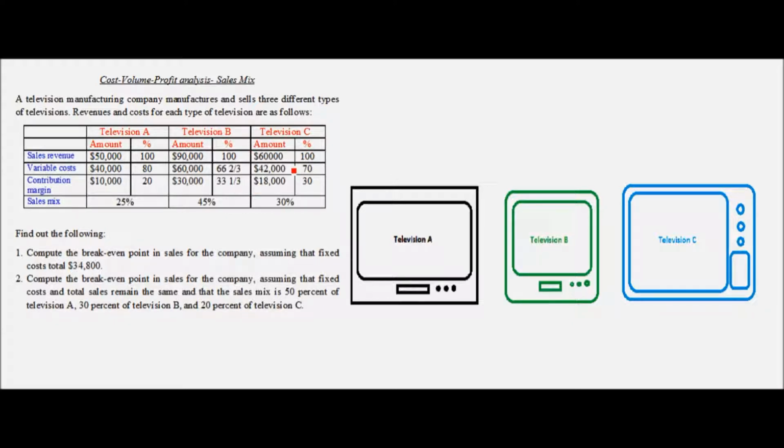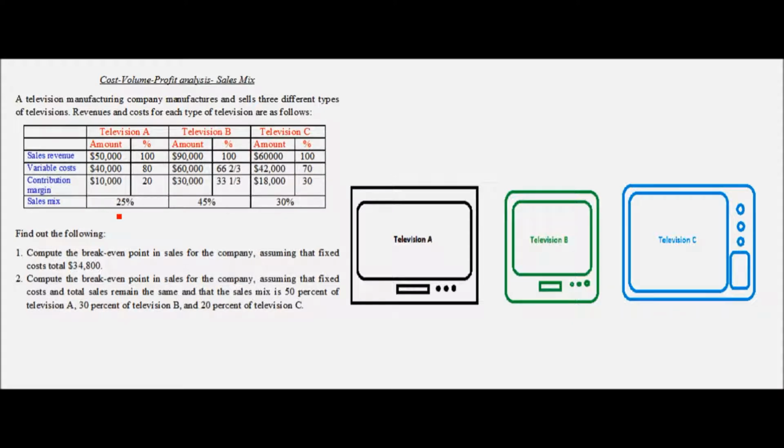Now for television C, the sales revenue is $60,000, which is 100%. Variable cost is $42,000, which is 70%. And the contribution margin is given to us as $18,000, which is 30%. So $60,000 minus $42,000 is $18,000, and 100 minus 70 is 30%.